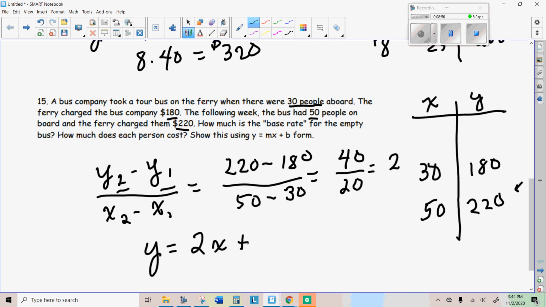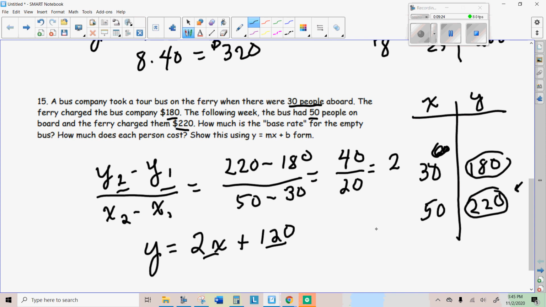Go ahead and pause here if you want to figure that out for yourself, which I think you probably do. You know that there's a $2 per person cost built into these. So there's going to be something else added on. So go ahead and figure. If you did that right, you figured that it was 120. So basically they're saying that an empty bus is going to cost you $120. And then plus $2 per person more.